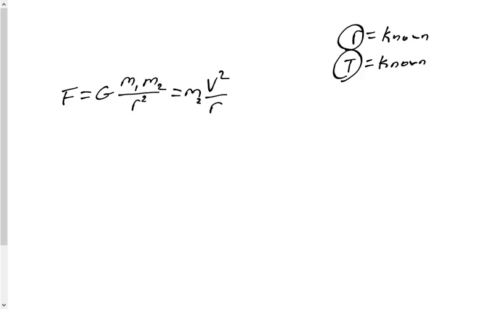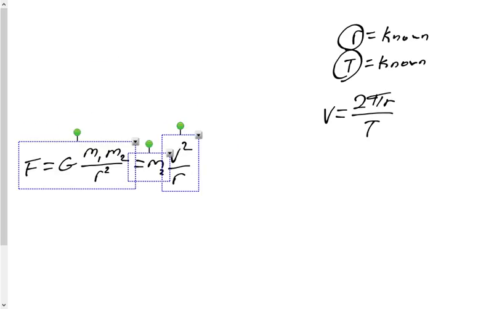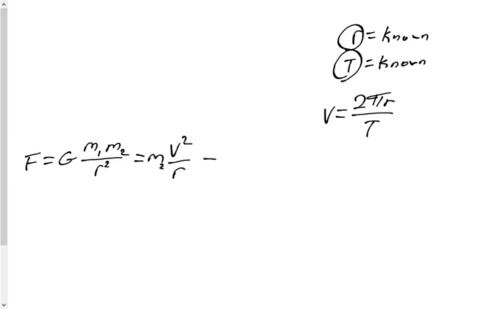We're looking for r. So we're going to make the statement that for something moving in a circle, the velocity is equal to 2 pi r over T. So it's the circumference of the circle divided by the time it takes to go around once. We're going to take that and substitute that in to v within this equation. So let's go ahead and do that. It's going to be equal to m2 times 2 pi r over T, squaring it, and that's all over r.